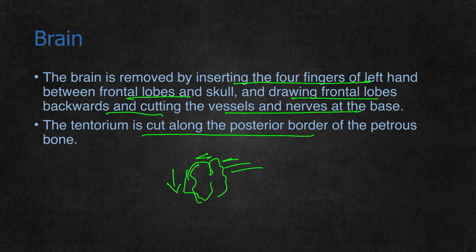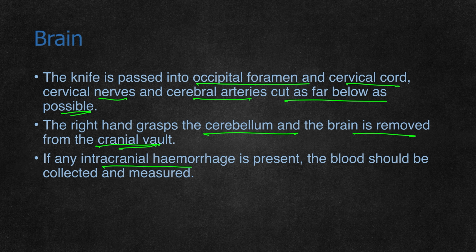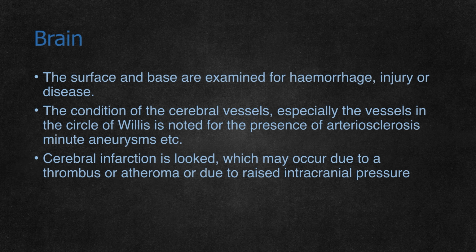The tentorium is cut along the posterior border of the petrous bone and the brain is removed. A knife is passed into the foramen magnum and the cervical cord, cervical nerves, and cranial and cerebral arteries are cut as far below as possible, up to the level of the brain. The right hand grasps the cerebellum and the brain is removed from the cranial vault. If any intracranial hemorrhage is present, the blood should be collected and measured. The surface and base are examined for hemorrhages, injury or diseases.